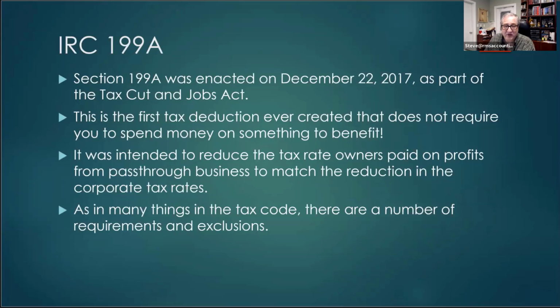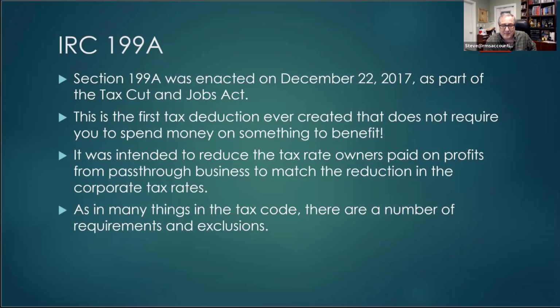This is the first time, as I said earlier, that you get to take a tax benefit without actually spending money. Usually it's, spend $100,000, get a write-off for $100,000, save $30,000 in taxes. Well, that kind of means you're still out $70,000 in my figures. But in this case, you don't have to have spent anything. It is strictly an off-the-top equalizer to equalize small business with the lower corporate rates.